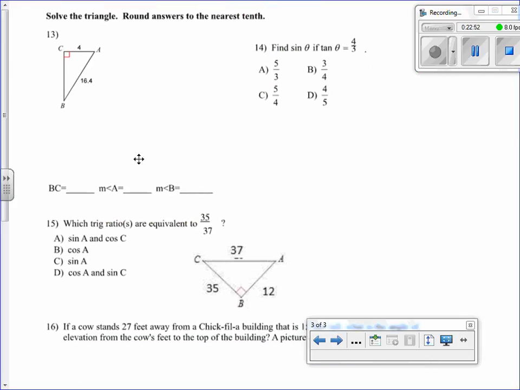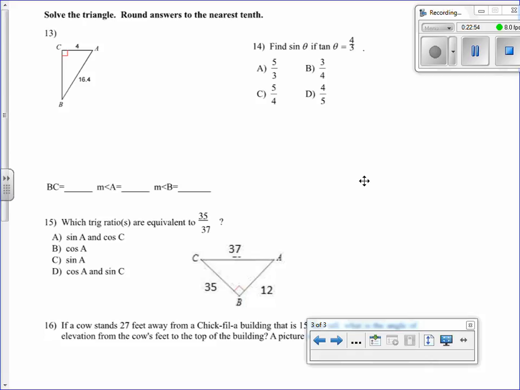Alright. Solve the triangle. So that means you have to find all the missing parts. And you could do it different ways. Certainly we're going to do Pythagorean theorem to find the missing side, or you could use a trig function to find the missing side. I started off by finding angle A. You could have started off by finding angle B. It doesn't matter. I did A.